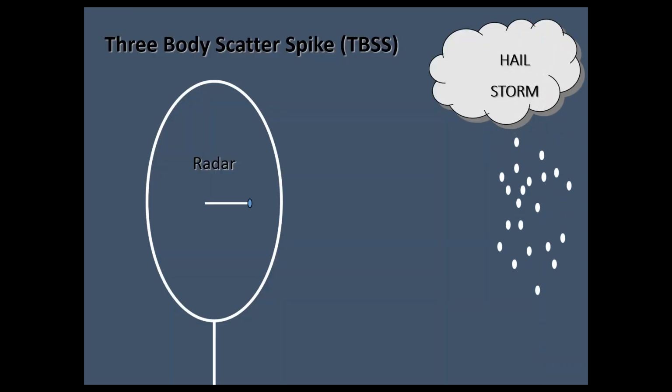Let's talk a minute about a three-body scatter spike, TBSS. So what you'll get sometimes is when the radar sends that energy out and it hits hail, in some cases that energy, instead of coming directly back, will go straight down. It'll be deflected right to the ground. Then that energy comes back up to the storm and then back to the radar. Kind of makes a loop down and back.